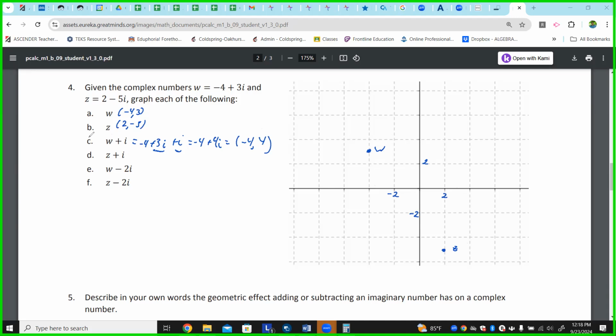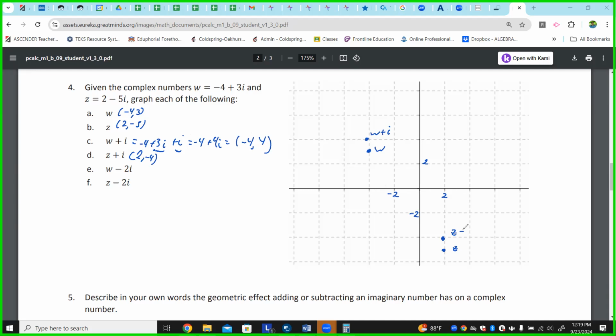Again, just like before, take your W, which is -4 plus 3i, and add the i. When you combine like terms, it's only changing the b term of the complex number. So it goes up to -4, 4. That will be W plus i. Hopefully you then tell yourself it's really just adding to the b. So what's D going to be? Good, 2, -4. So I go 2, -4, which is here.